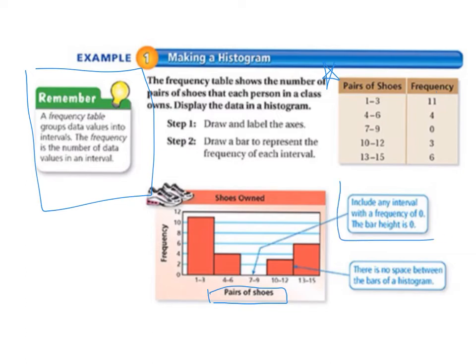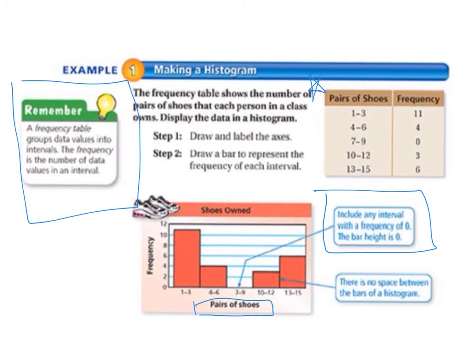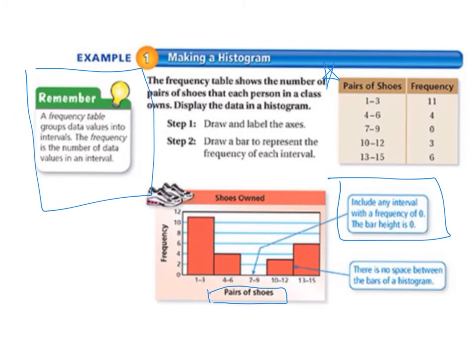This is a really important box. It says include any interval with a frequency of 0. The bar height is 0. So you don't skip intervals if there isn't any data for that interval. And the next thing to remember is that there is no space between the bars of a histogram. So keep that in mind, that your bars need to touch.